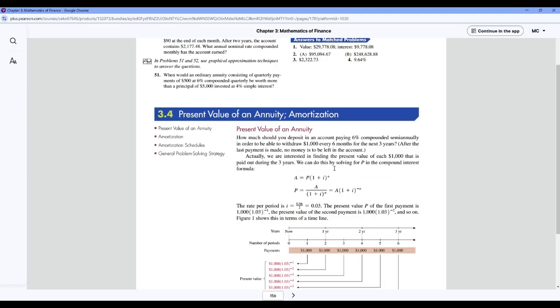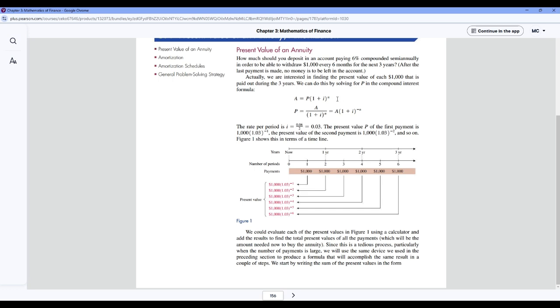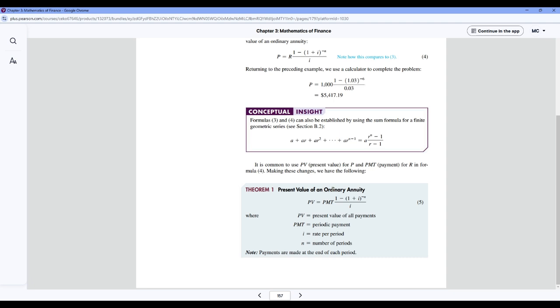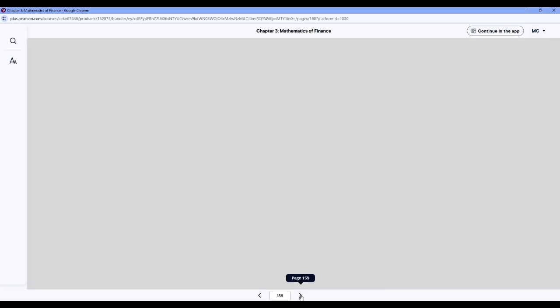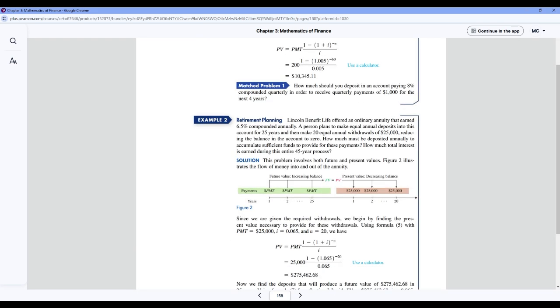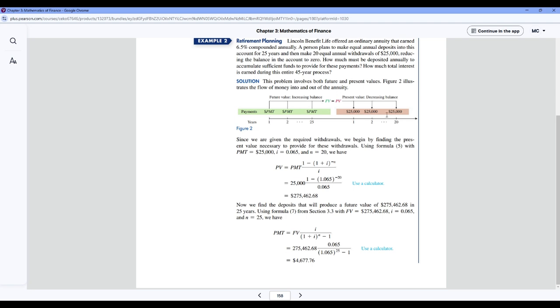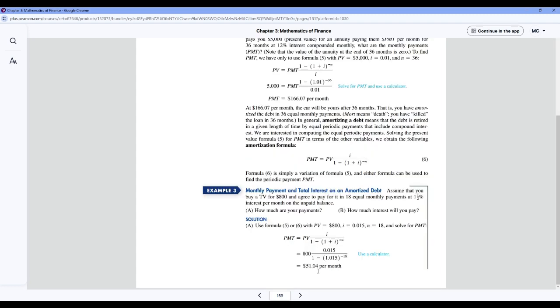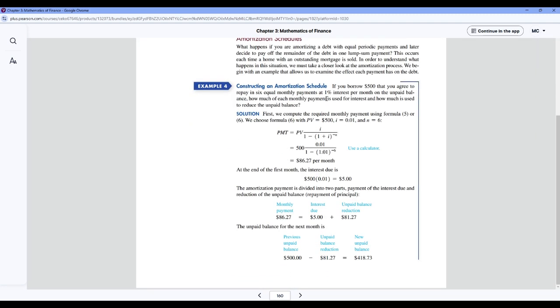(3.4) Present value of an annuity. So it looks like we know this equation. Here's the present value of an ordinary annuity: PV is equal to the payment times (1 minus (1 plus i) raised to the negative n) divided by i, where n is the number of payment periods. So I'm guessing that's going to let us work backwards. Present value, yep, okay. Future payment, present value. Moving on. Anything? Nope. It looks like it's just going to be a lot of equations so far.